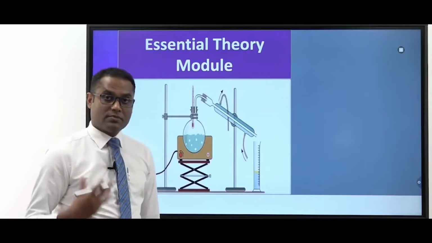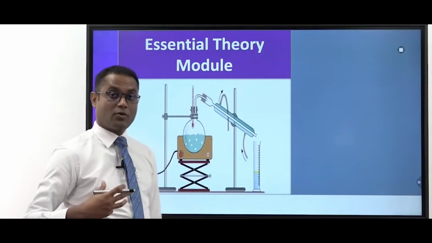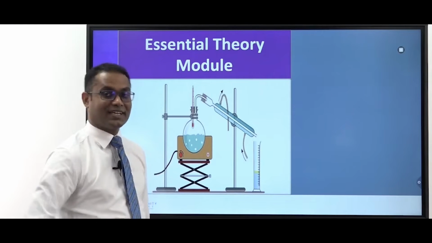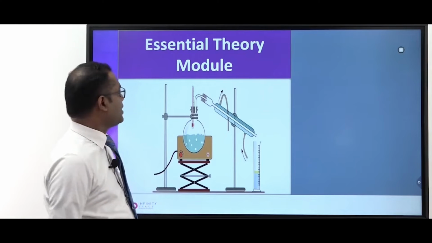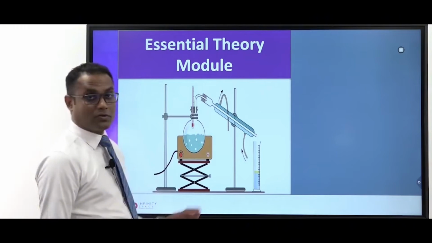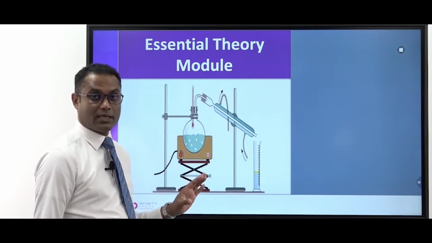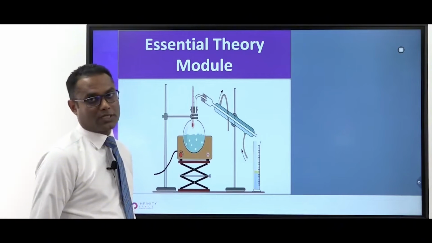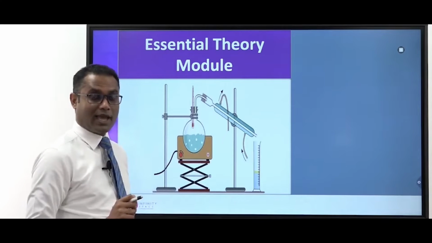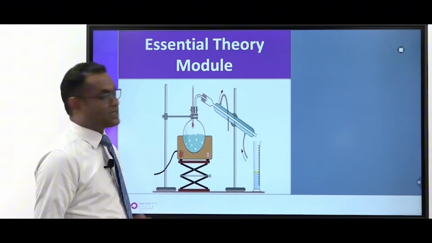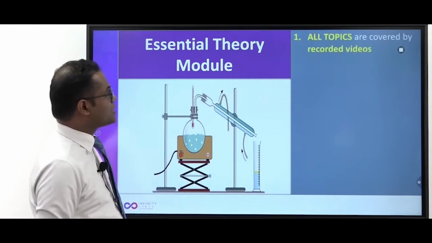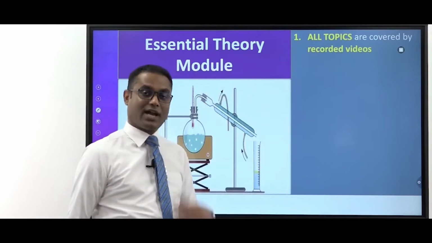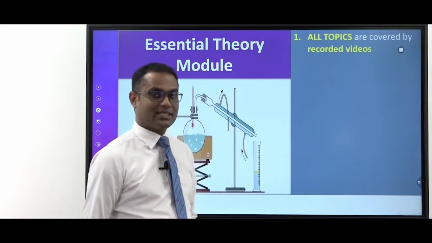Okay, now let's move to how the course structure is, right? How I would facilitate you to get through the exam successfully. Now, the course offered by Infinity with regard to the subject CL2 has 2 modules, the Essential Theory module and the Exam Preparation module. The Essential Theory module includes all topics of the syllabus. We discussed the syllabus weightage, where I introduced the areas that are there in the syllabus.